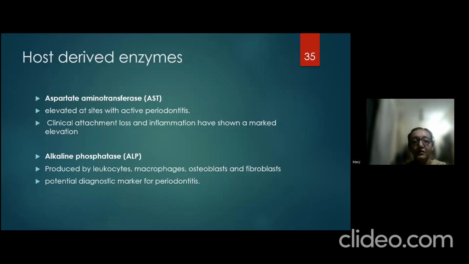So coming to the first category, the host-derived enzymes. We usually estimate the amount of aspartate aminotransferase, because this is indicative of sites with active periodontitis, and it is also an indication of clinical attachment loss and inflammation. There is usually a marked increase of AST in patients with periodontitis. Another important biomarker is alkaline phosphatase, which is produced by leukocytes, macrophages, osteoblasts, and fibroblasts. It's again a potential biomarker for periodontitis.